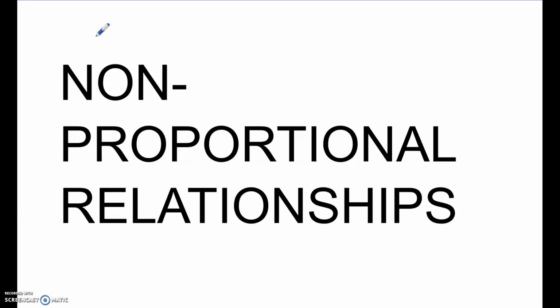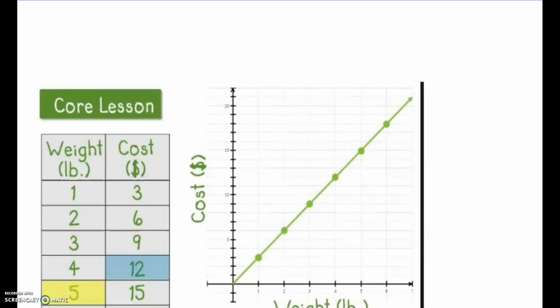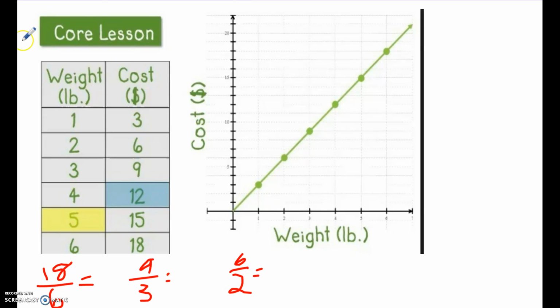Hey guys, today we are going to be talking about non-proportional relationships. So if we remember, we were just talking about proportional relationships. In order to have a proportional relationship, they have equal constant ratios from one point to the next. So remember we had our k equals y over x, which was our constant of proportionality.